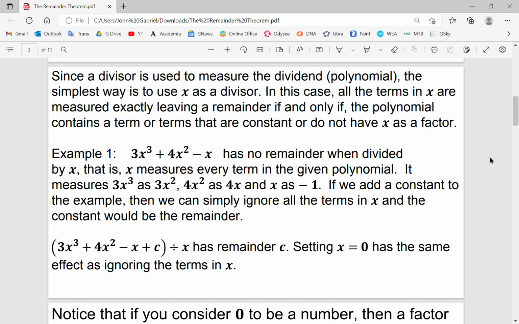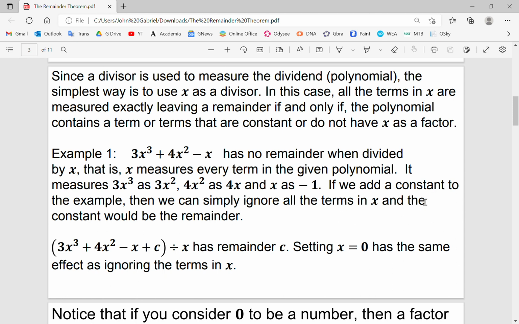So in this example, which I'll show you, 3x cubed plus 4x squared minus x has no remainder when divided by x. That means x measures every term in the given polynomial exactly. It measures 3x cubed as 3x squared, 4x squared as 4x, and minus x as minus 1.